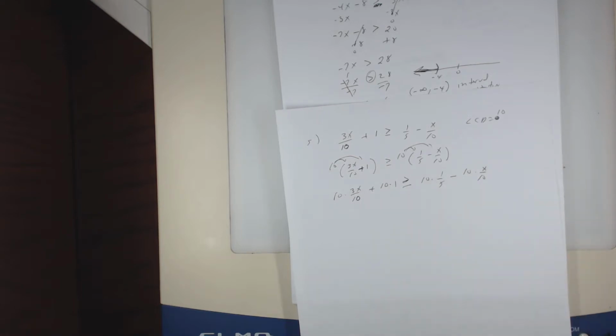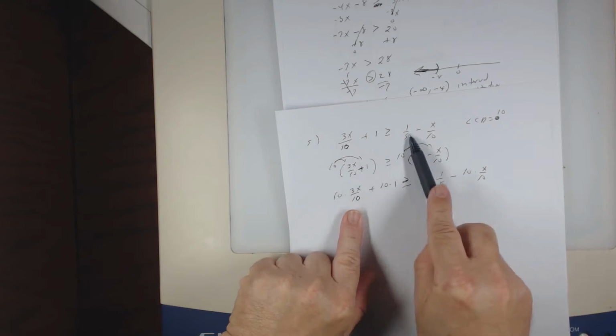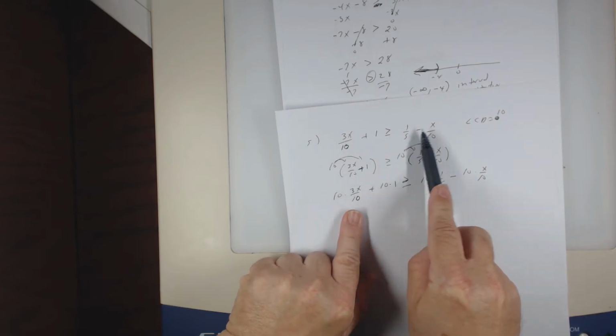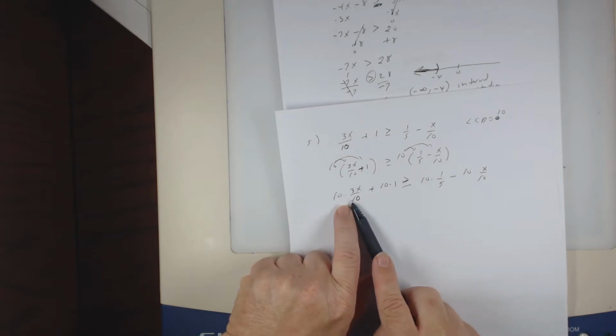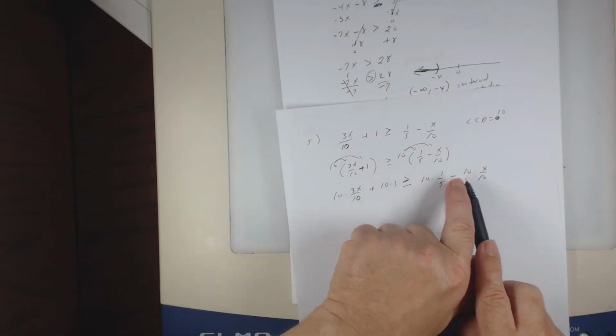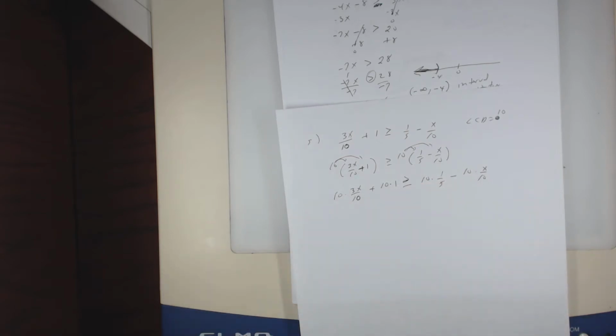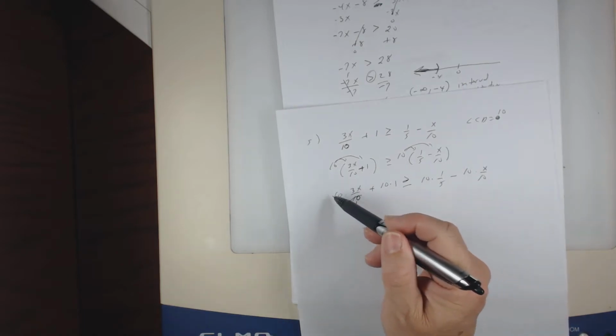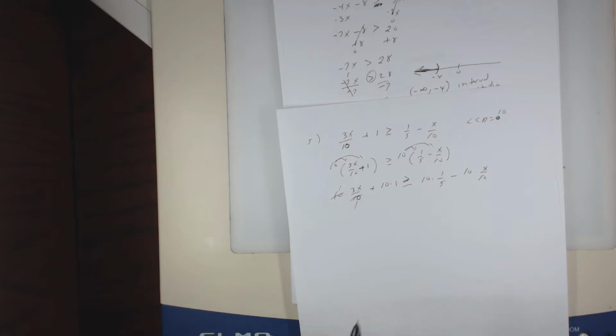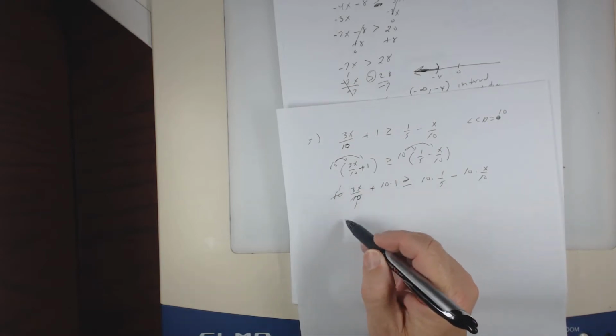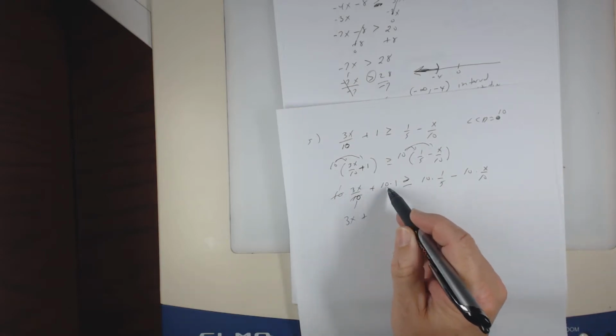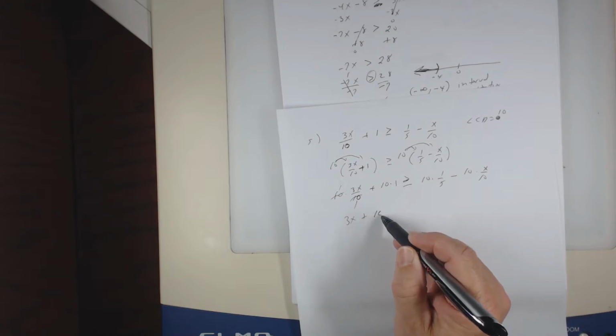So notice, compare this with the original. Every fraction you see up here, make sure at this point is being multiplied by what? 10. Okay? All right, now reduce. 10 into 10 is 1. 10 into 10 is 1. What's left over here? 3x. Plus 10 times 1? 10.